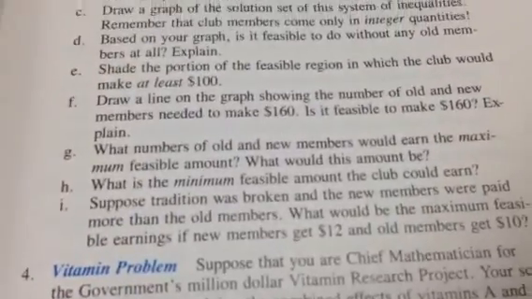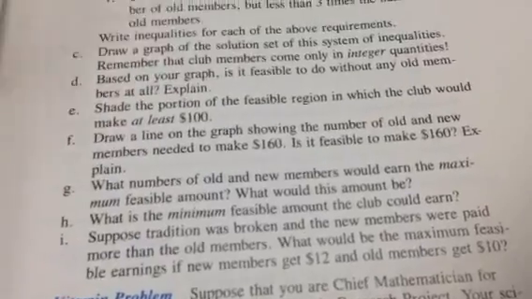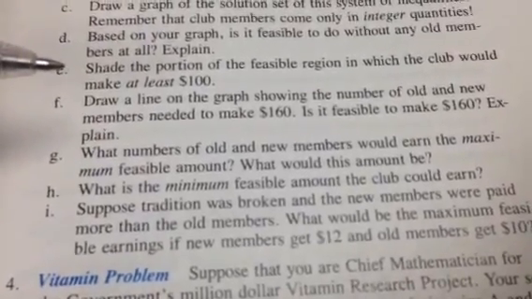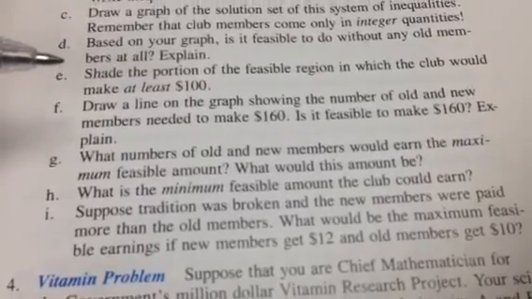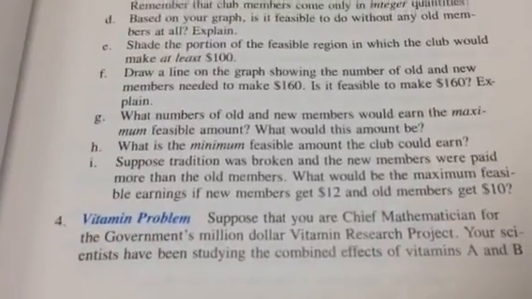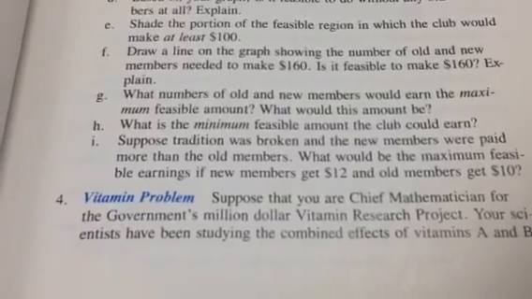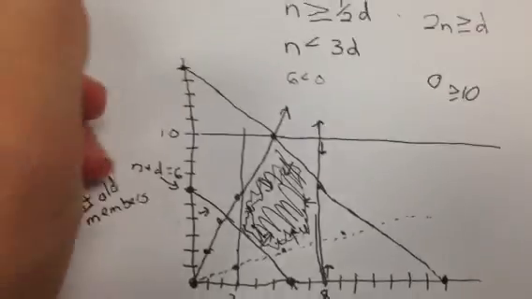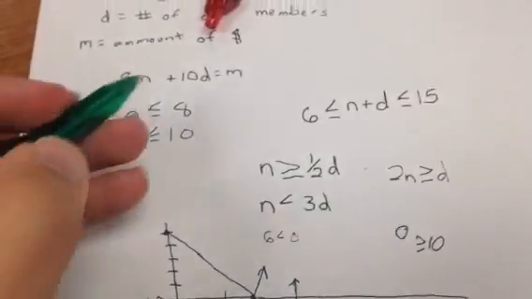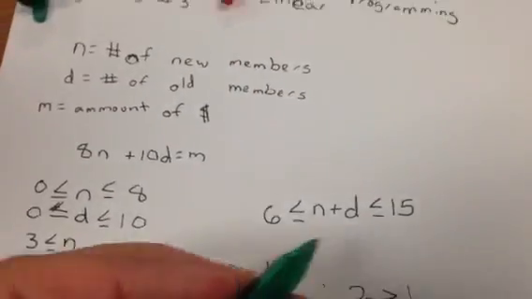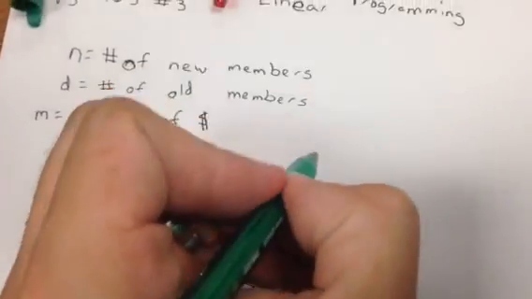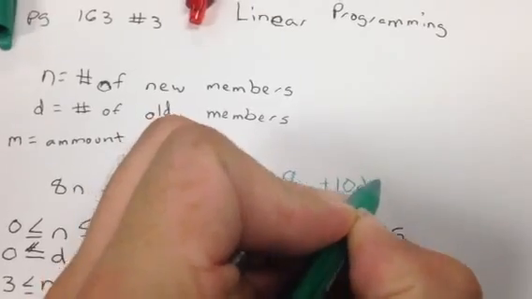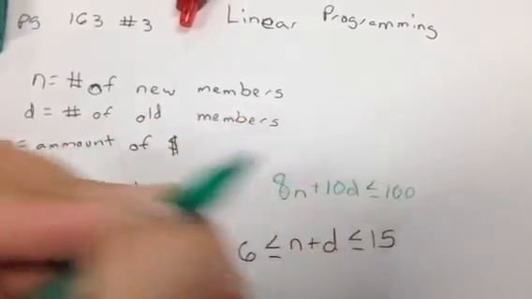Now, based on our graph, is it feasible? Okay, we already did D. E, shade the portion of the feasible region which the club would make at least $100. Well, it doesn't really help that I already shaded it, so I'm going to have to choose a different color. So, for us to make at least $100, we'd have to have 8n plus 10d be less than or equal to $100.